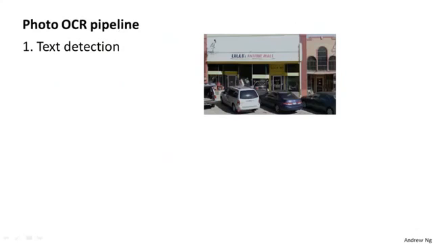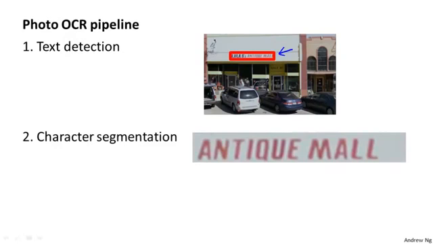In order to perform photo OCR, here's what we can do. First, we can go through the image and find the regions where there's text in the image. So shown here is one example of text in the image that a photo OCR system may find. Second, given the rectangle around that text region, we can then do character segmentation, where we might take this text box that says Antique Mall and try to segment it out into the locations of the individual characters.